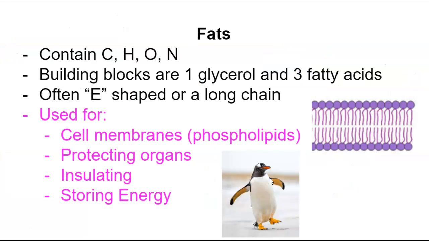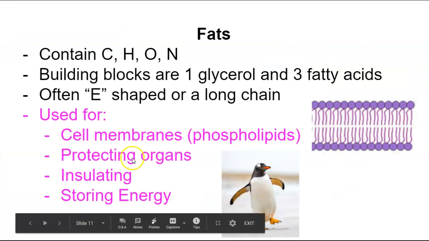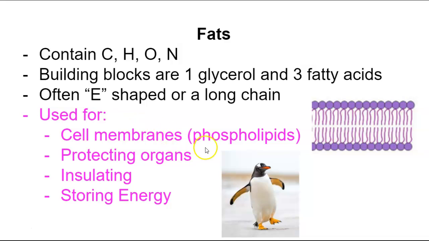All right, so what are fats used for? They're used for a variety of different things. They're used for cell membranes. Remember we talked about phospholipids? A lipid is a fat. Remember we said a phosphorus with a fat. And a phospholipid had a head and 2 tails, right? So in order for us to make cell membranes for all the trillions of cells in our body, we need fats. They're also used for protecting your organs.